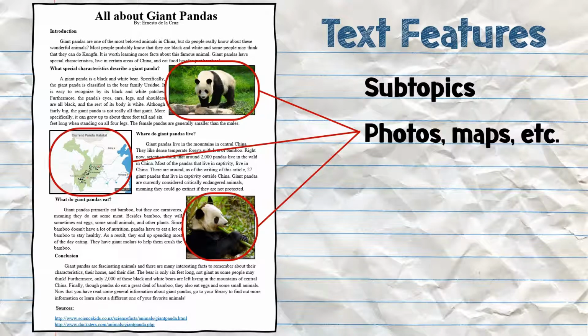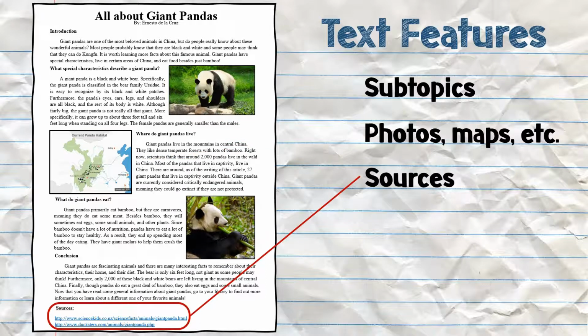Furthermore, you'll find photos, maps, graphs, etc. that will tell more about the topic, and this helps the reader to understand more of what the author is writing about. Sources. Sources are where the author gets their information from.